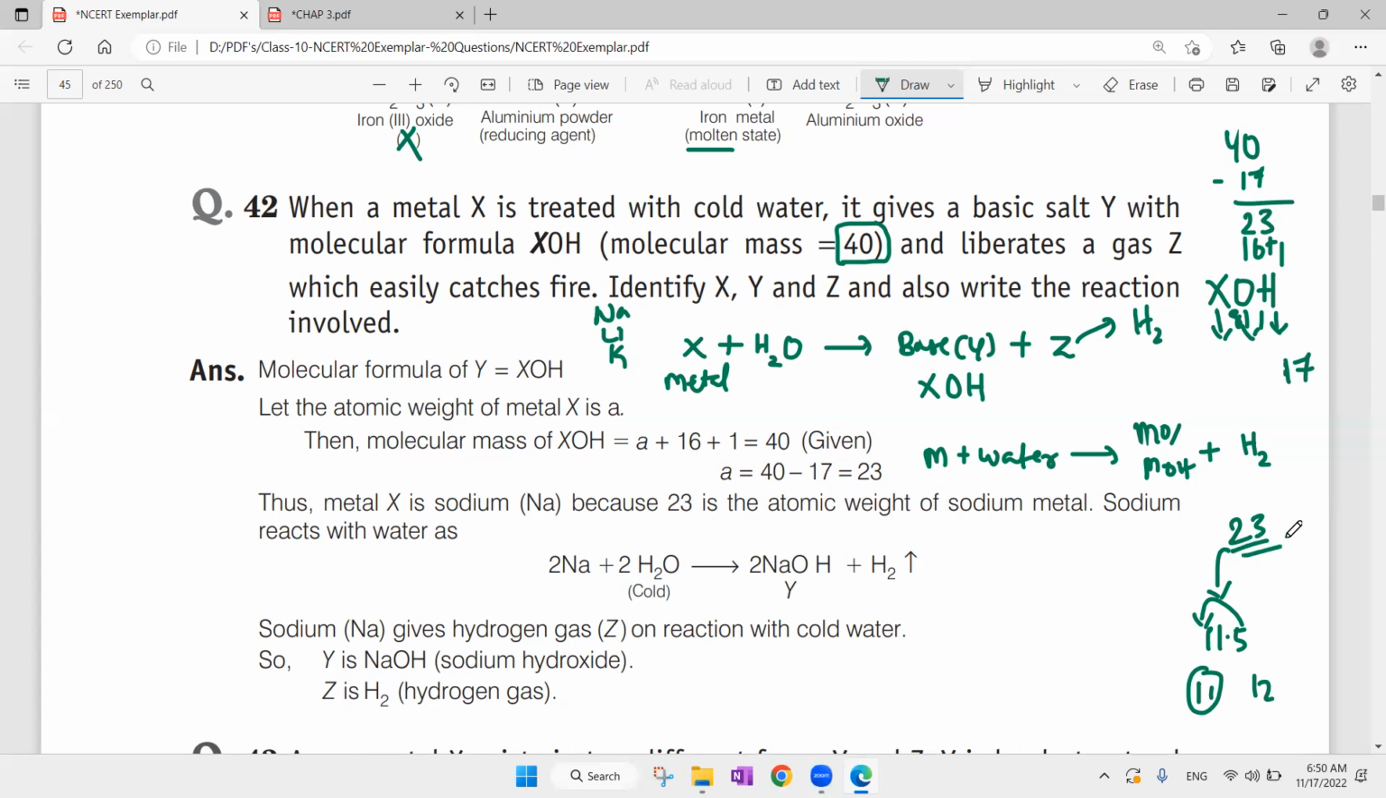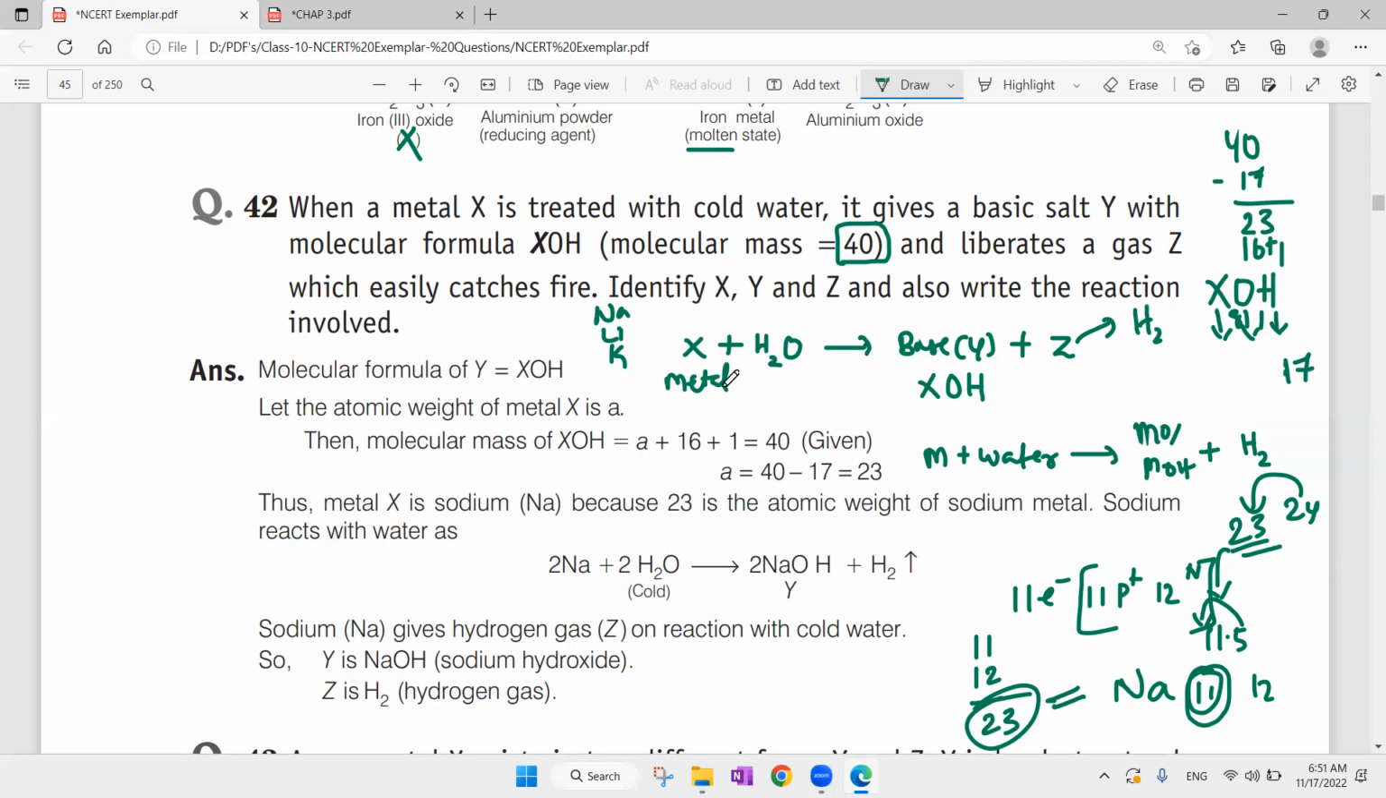So 23 is before 24 itself, so its atomic number must be 11. Which element has atomic number 11? That is sodium. Sodium's atomic number is 11 and its mass is 23. Why is the mass 23? Sodium has 11 electrons, 11 protons, and 12 neutrons. The addition of protons and neutrons is nothing but the atomic mass, 11 protons and 12 neutrons, 23 is the mass of sodium. This also you have to remember.